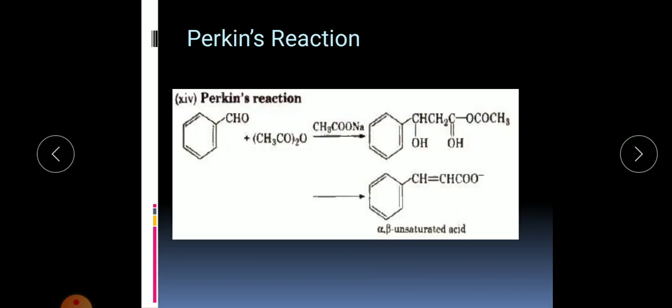Next, Perkin's reaction. In Perkin's reaction, what will happen? We take one molecule of benzaldehyde and we treat it with acid anhydride in the presence of sodium salt of carboxylic acid.